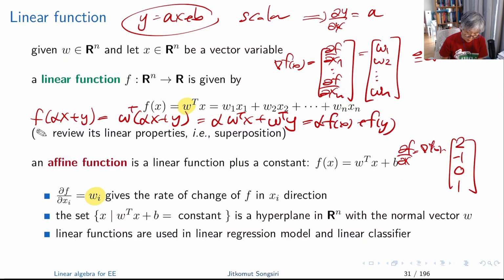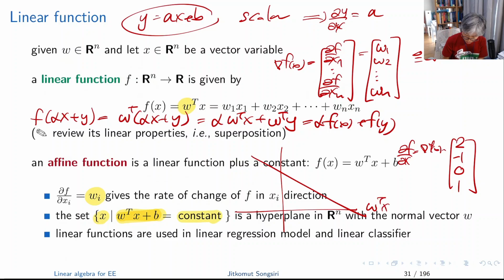Okay. And for the linear function, where else can we see the usage of this linear function? How about the set of x where your linear or affine function equals a constant? This is called a level set or a contour of the linear function. It turns out to be a hyperplane in Rn, right?